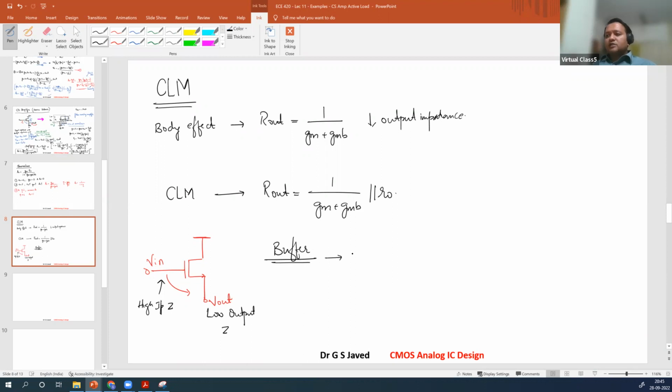Another thing is that the voltage gain AV is typically 1. So you will not see much voltage gain here. That is why it is called a buffer. The unity gain will allow you to work as a buffer.